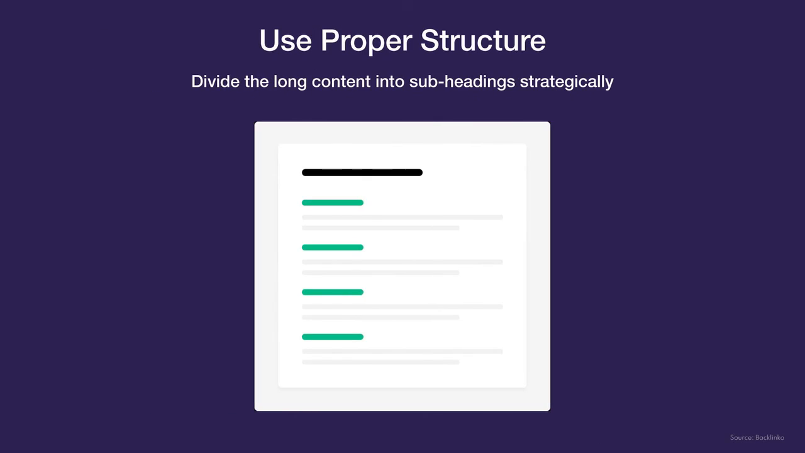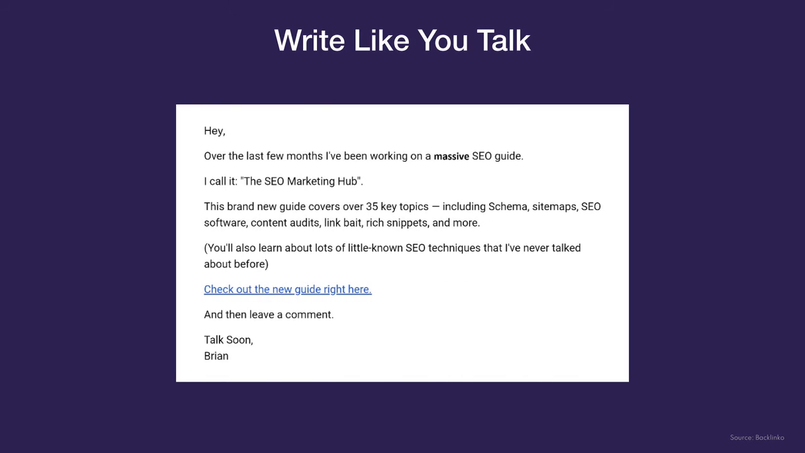Next is to follow a good structure for the web copy. If the content is one long point, break it down into subheadings to make it easy to read and logical to understand. Next is to write like you talk. It may not be completely applicable in a website copy, but try to use this hack in the email newsletters, blog posts, and social media posts.